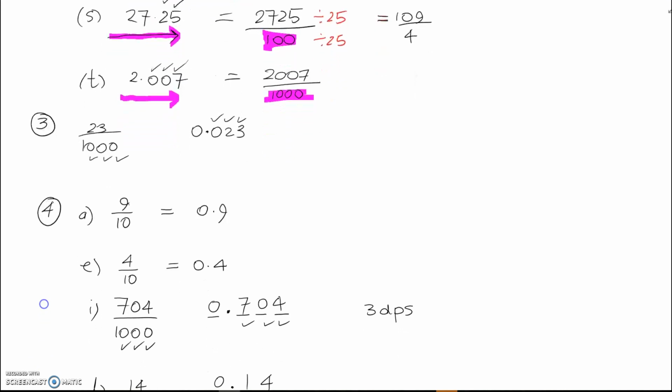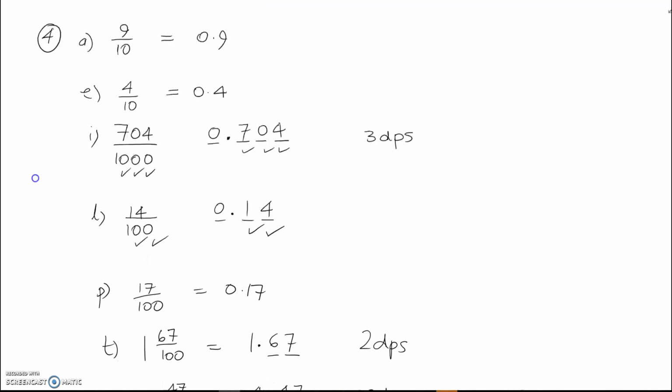Let's look at 3. Now we've got 23 over 1,000, which means that the 23 has to finish in the thousandths column. So is it the tenths column, the hundredths column, the thousandths column? So I need 3 spots, and the 23 has to finish there, so that's why it's 0.023. Number 4, 9 out of 10, 9 in the tenths column. 4 out of 10, 4 in the tenths column.